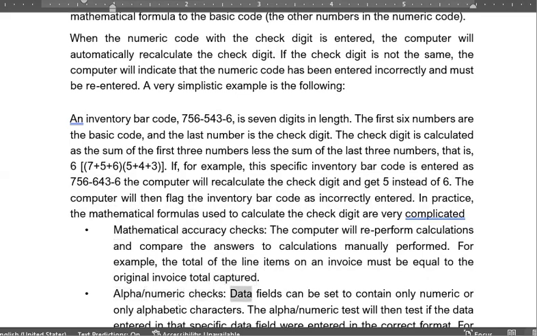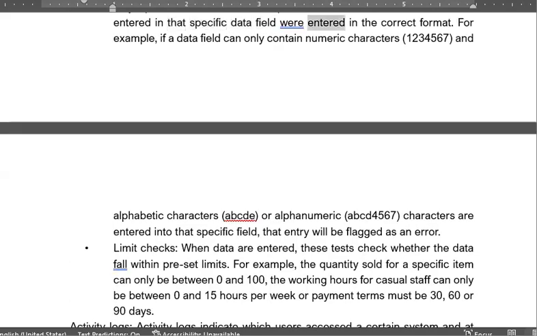Alpha/numeric checks. Data fields can be set to contain only numeric or only alphabetic characters. The alpha/numeric test will then test if the data entered in that specific data field were entered in the correct format. For example, if a data field can only contain numeric characters 1, 2, 3, 4, 5, 6, 7, and alphabetic characters ABCD or alphanumeric ABCD 45, 67, characters are entered into that specific field, that entry will be flagged as an error.